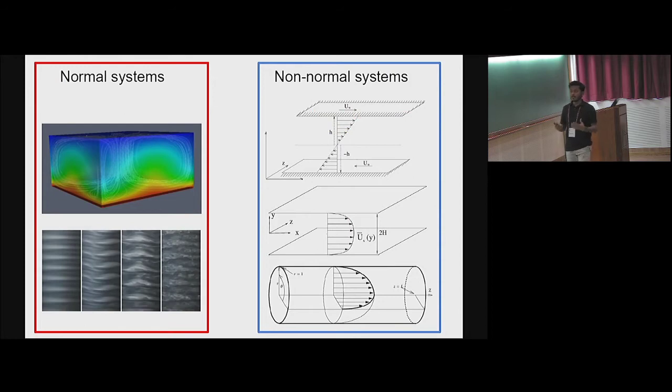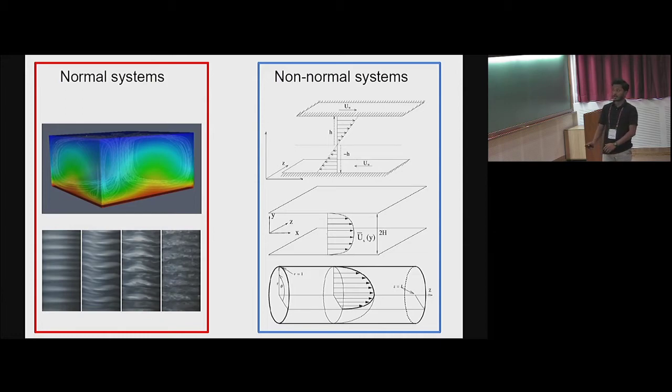So in real life fluid flow systems, this also happens. On the left, I have systems where the matrix that evolves the system is normal, and on the right hand side are the cases for which the evolution matrix is not normal. So the Rayleigh-Bénard convection and Taylor-Couette flows are examples of normal systems, and for non-normal systems we have your regular Couette flow, plane channel, and pipe flows. This is not an exhaustive list though.